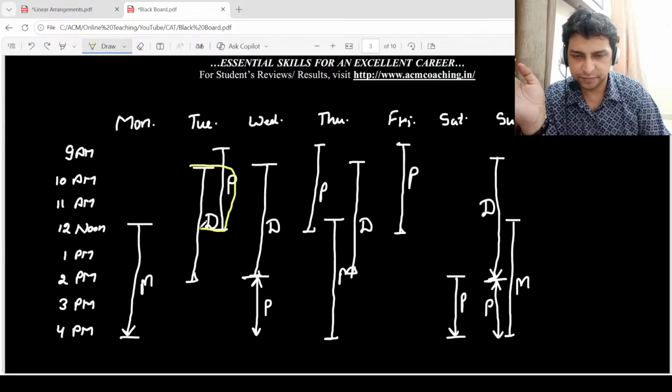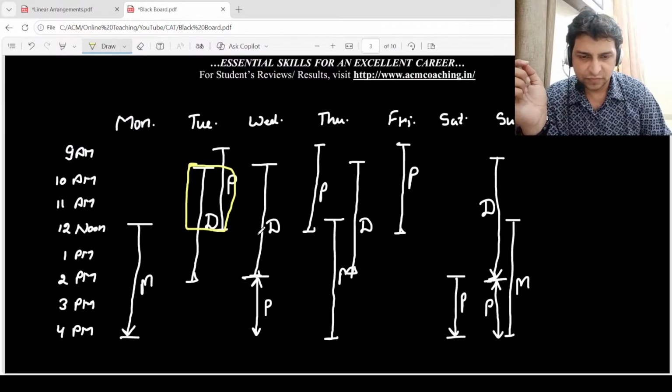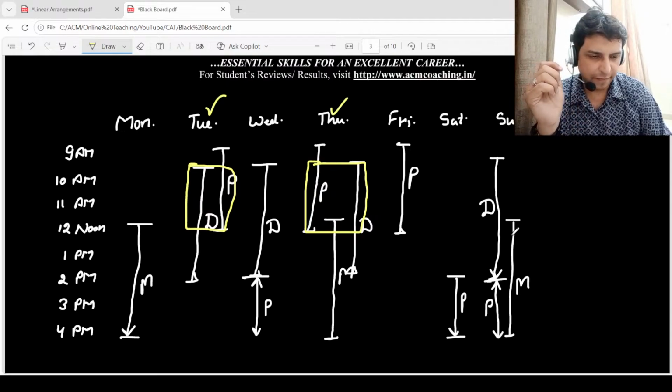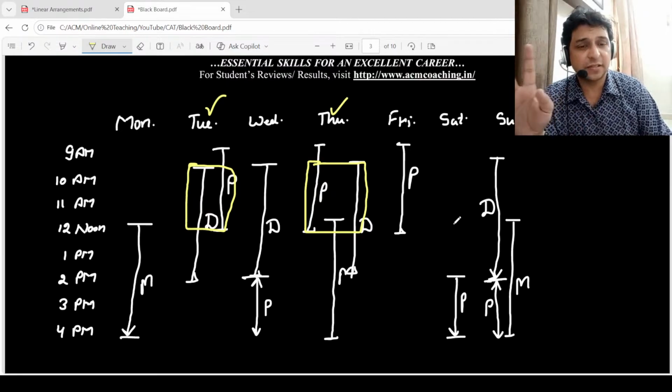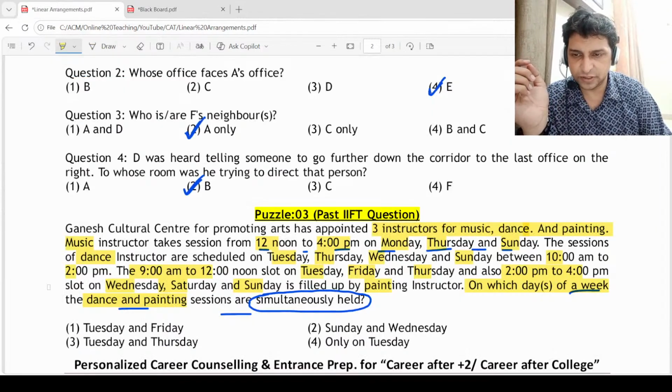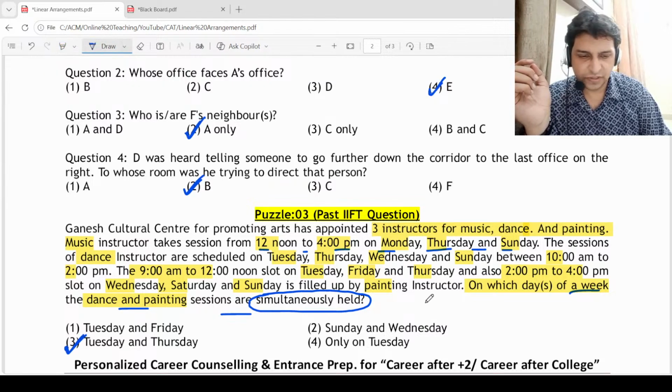So one is here. The second is here. Dance and painting are simultaneously happening on Tuesday and Thursday. So there's no other day we are having it. That means the answer is going to be Tuesday and Thursday, which is option number 3 here. So that is also done.